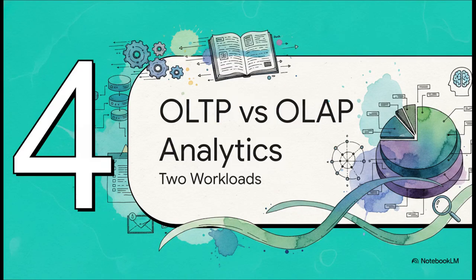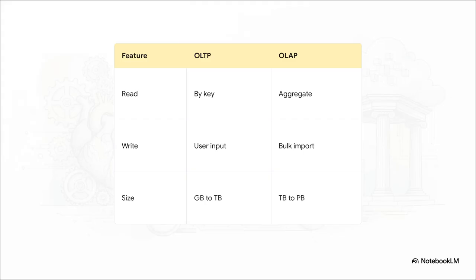And that brings us to part 4, transactions versus analytics. This totally different workload forces us into two distinct worlds, OLTP and OLAP. OLTP, or transaction processing, is your live, customer-facing web app. A user clicks a buy button and the database updates a single row almost instantly with incredibly low latency.